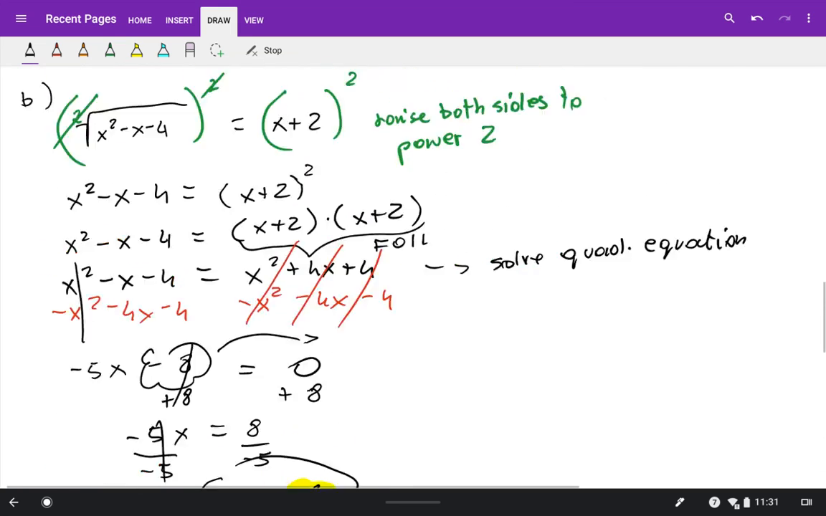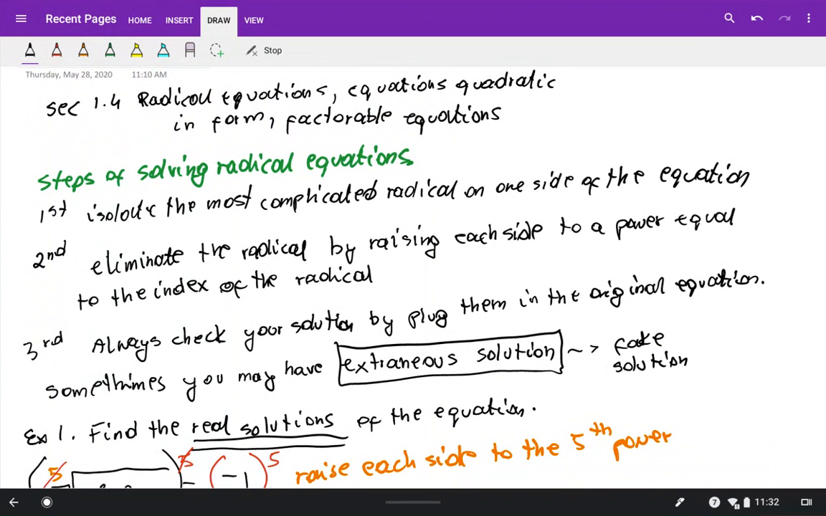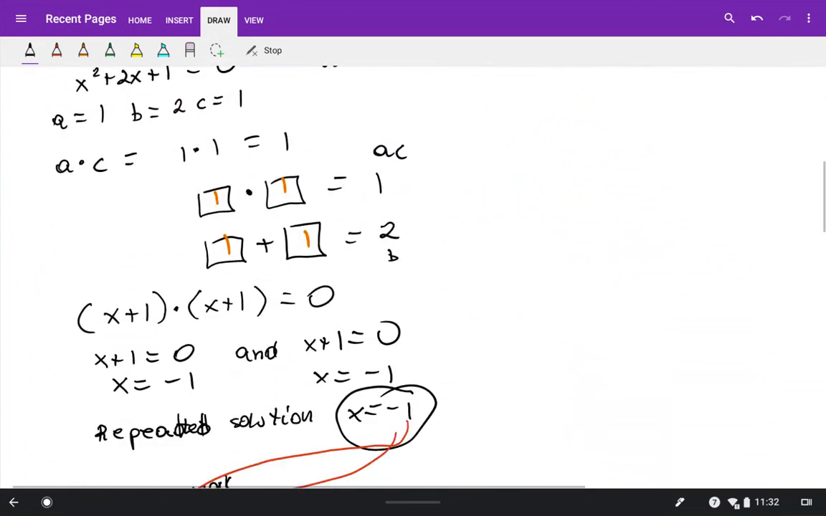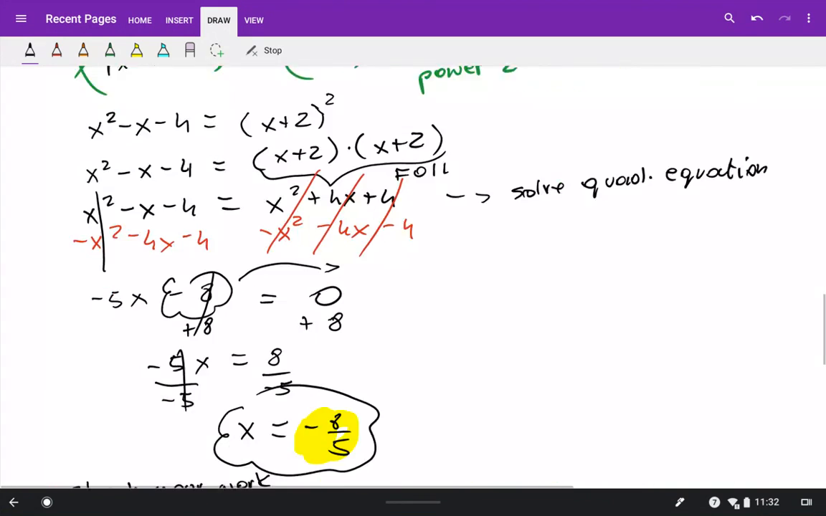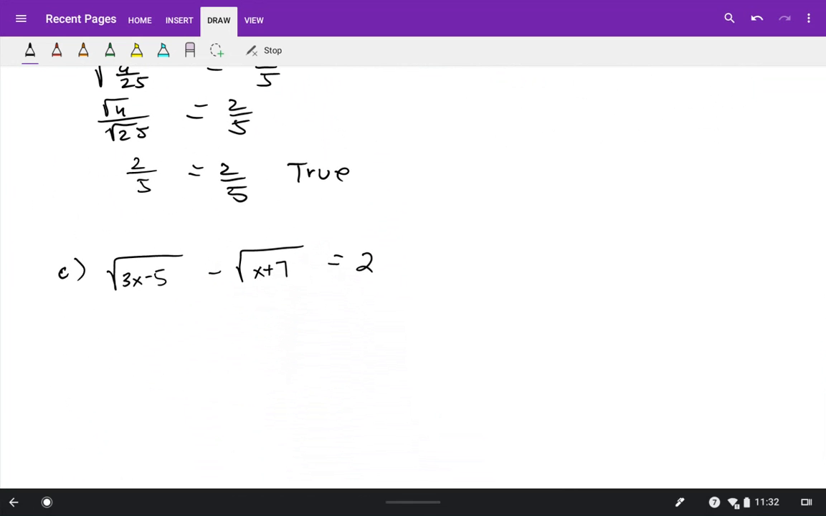We need to go back to step 1. So step 1 is isolate the most complicated radical on one side of the equation. So we're going to check what looks more complicated. I guess the first radical, so we're going to isolate square root of 3x minus 5 on the left side of the equation.